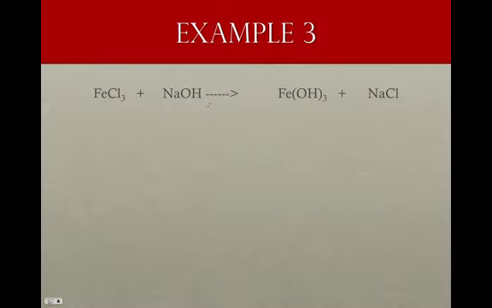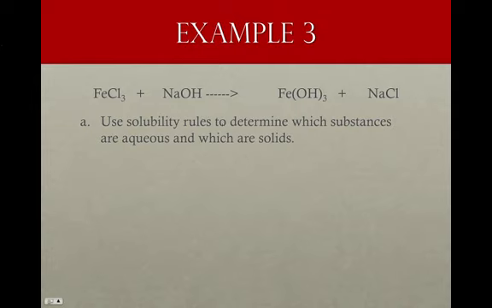So if we have this reaction, use solubility rules to determine which substances are aqueous and which ones are solids. So chlorides are soluble, and iron is not one of our exceptions to that, so that's going to be soluble, which means that we're going to write an aqueous.